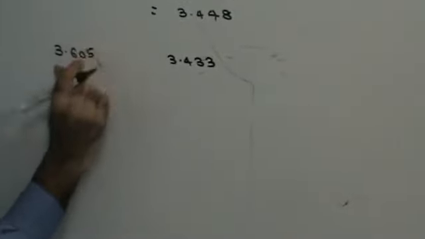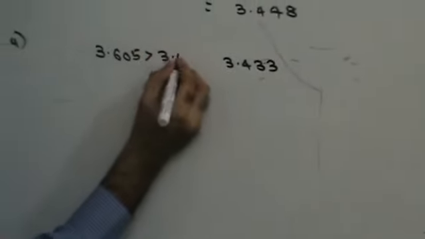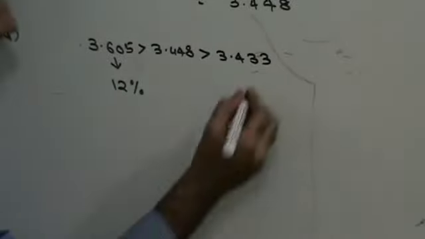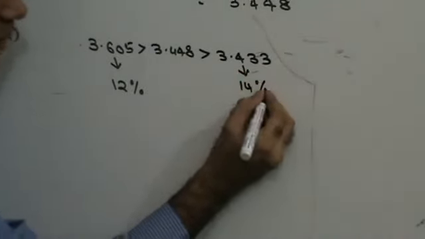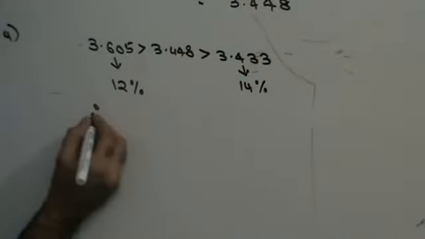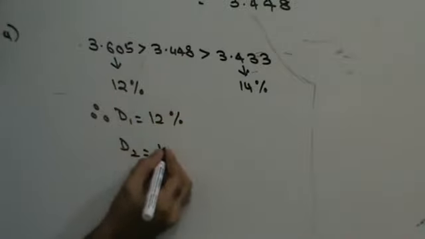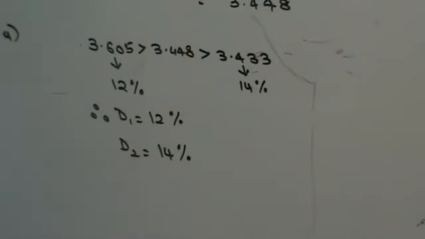Now, we know that 3.605 is slightly greater than 3.448, which is slightly greater than 3.433. Now 3.605 corresponds to 12% and 3.433 corresponds to 14%, right? Therefore, I will get D1 is 12% and D2 is 14%. So the discount factors are 12% and 14%, right?